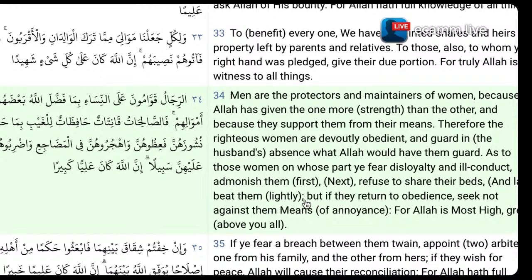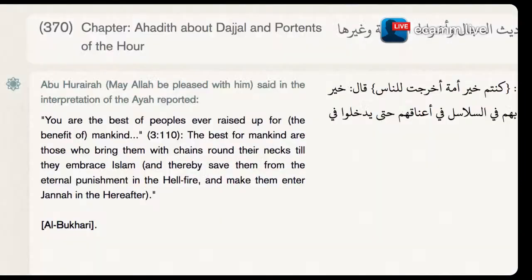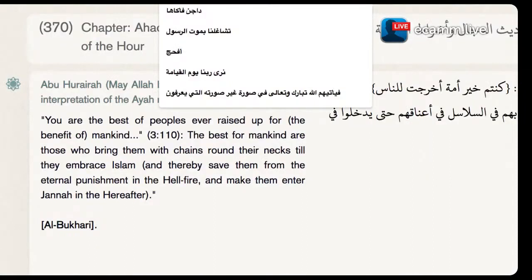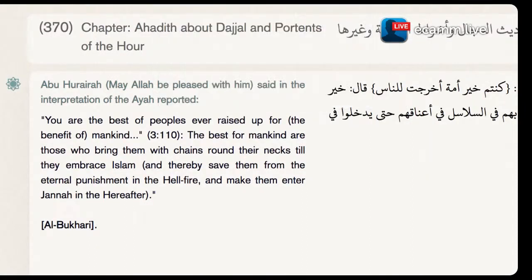And look, the Muslims add the word lightly. Lightly? What a joke. Nowhere does it say lightly. The hadith says a Muslim woman, her husband beat her until her skin became greener than her clothes. So the protection for women is from whom? It's like the mafia. The mafia protects you, but if you don't pay them, they kill you.